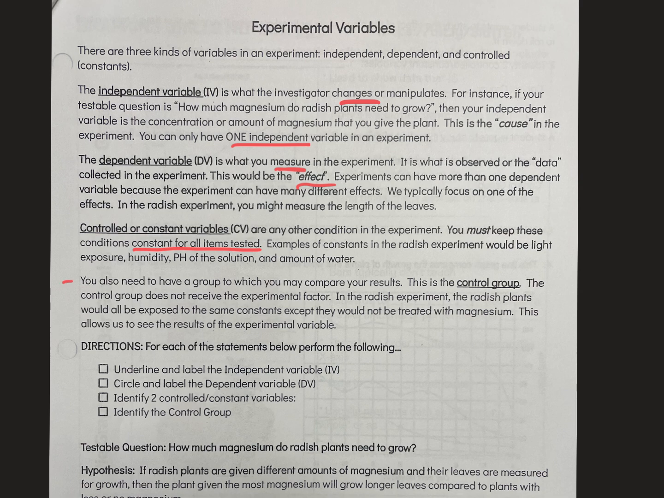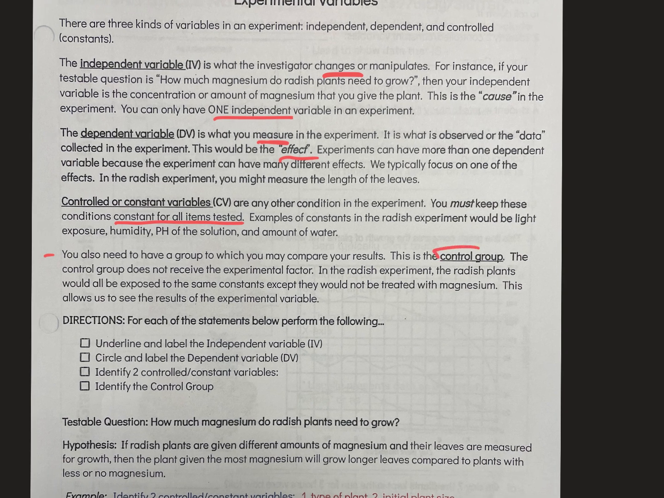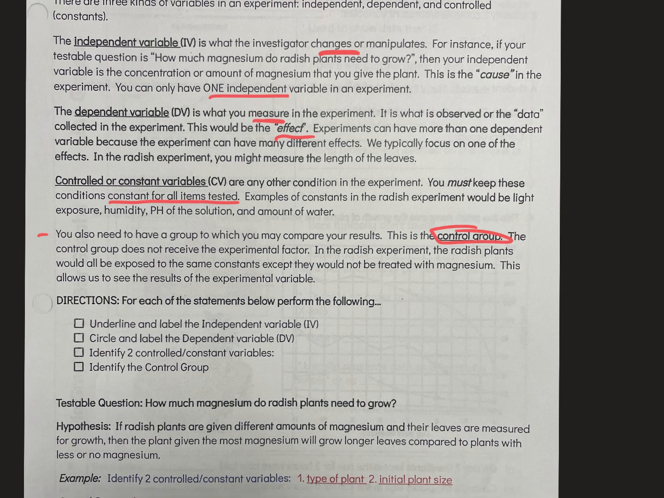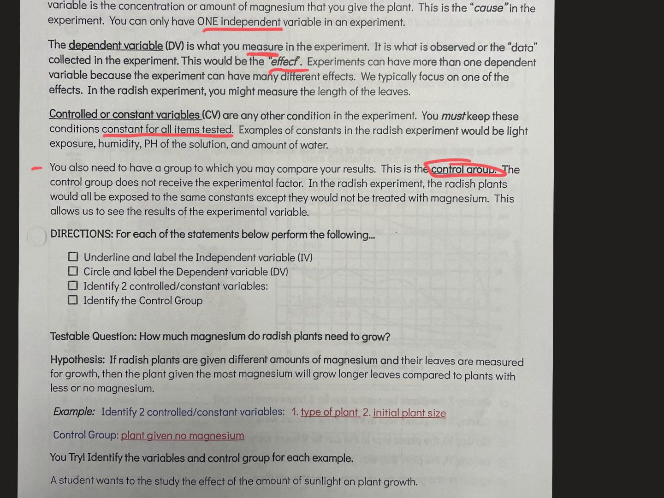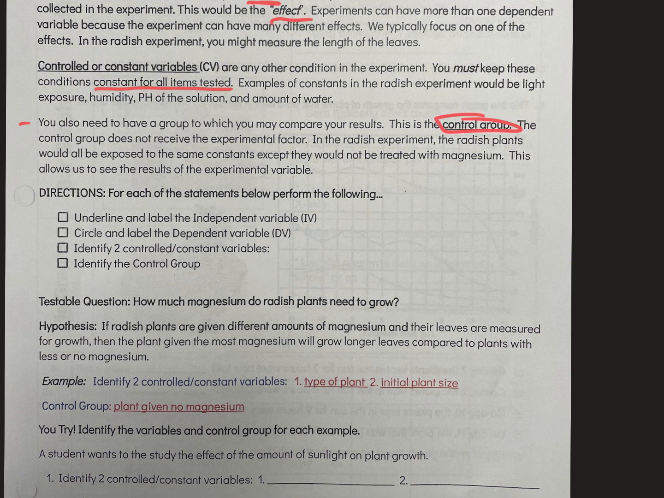You also need to have a group to which you can compare your results. This is the control group. The control group does not receive the experimental factor. In the radish example, the radish plants would all be exposed to the same constants, except they would not be treated with magnesium. This allows us to see the results of the experimental variable.